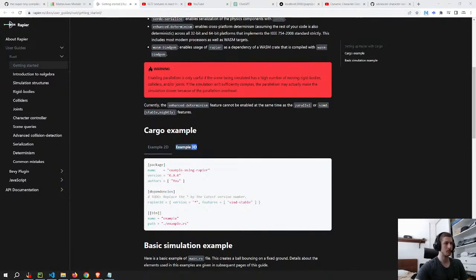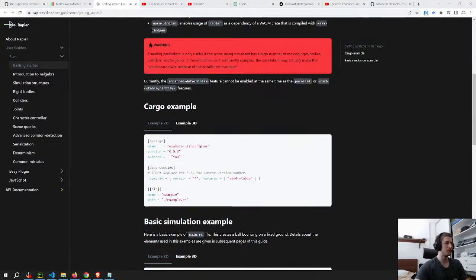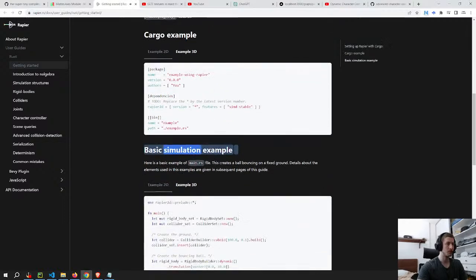Cargo.toml example, example-2d, example-3d. Package name equals example, using Rapier version equals 0.1.0, authors equals you. Dependencies: replace the version with the latest version number. rapier2d equals version equals, features equals simd-stable. Basic simulation example. Here's a basic example of a main.rs file.